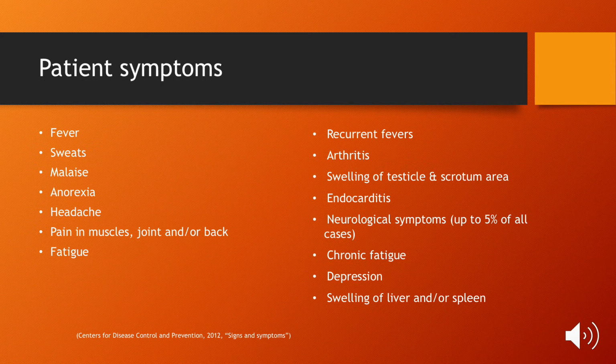Patient symptoms for brucellosis include fever, sweats, malaise, anorexia, headache, pain in muscles, joint, and or the back, as well as fatigue. And some of these signs and symptoms can actually present for a prolonged period of time, and some of them might be recurring or never may go away. And some of those recurrent symptoms include recurring fevers, arthritis, swelling of testicle and scrotum area, endocarditis, which is the swelling of the heart, neurological symptoms, which is in up to 5% of all the cases, then chronic fatigue, depression, and the swelling of liver and or the spleen.